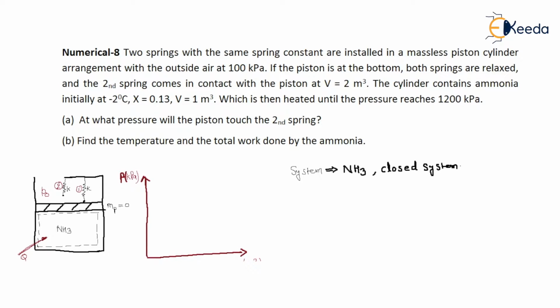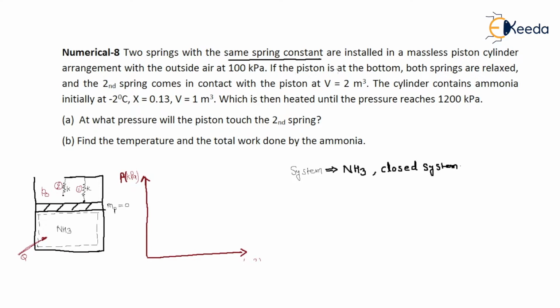This is your two springs, that means spring 1 and spring 2 with the same spring constant, right? They are installed in a massless piston. So the piston mass is zero, that means there is no weight developed by the piston on the system. It is arranged with the outside air at 100 kilopascal. So the outside air, that means atmospheric pressure, is given as 100 kilopascal, right?